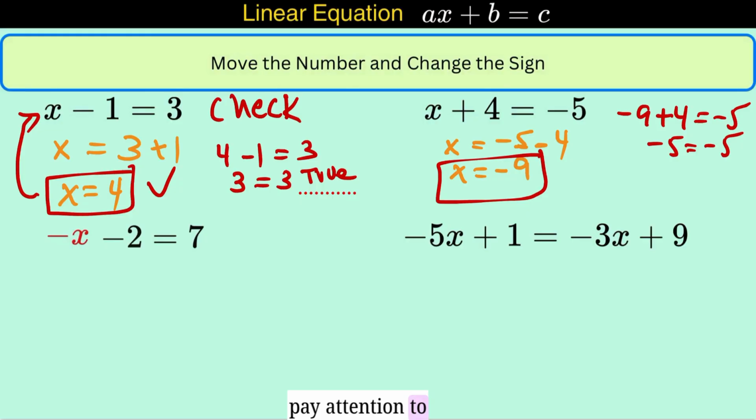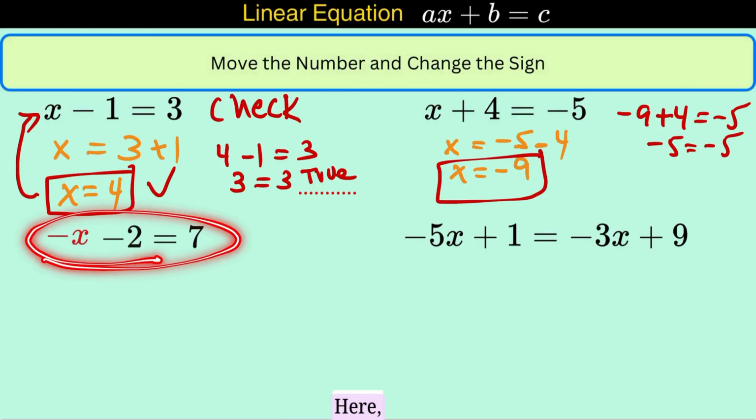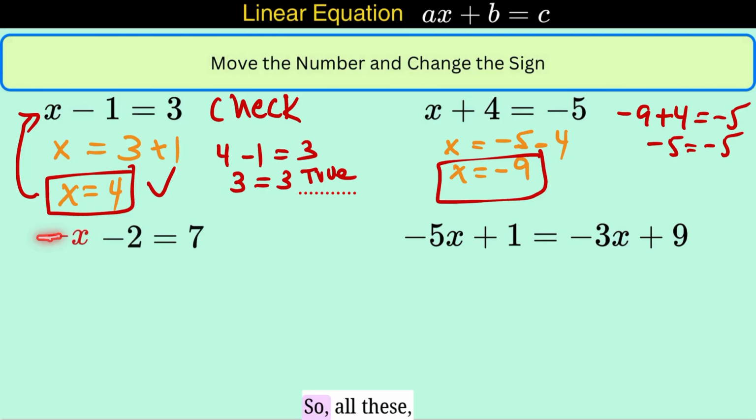Now pay attention to this one in here. Here you have negative x, while all these others have a positive x. I will show you what to do in here. First, I'm going to write negative x is equal to 7 plus 2. Okay, then negative x will give me 9.